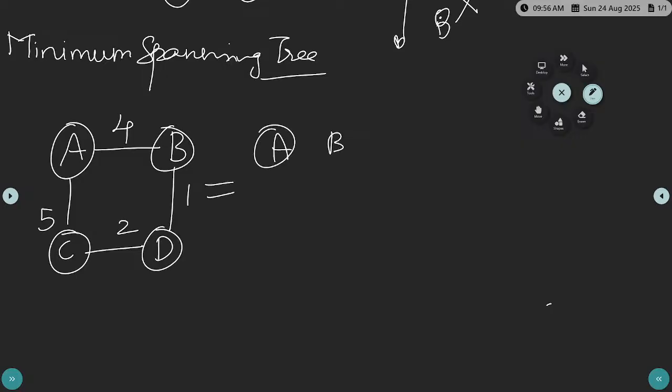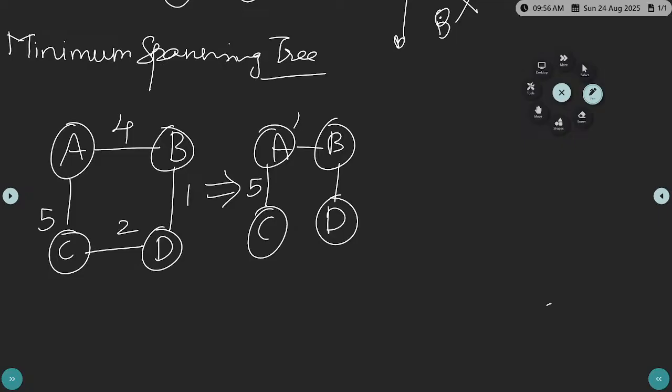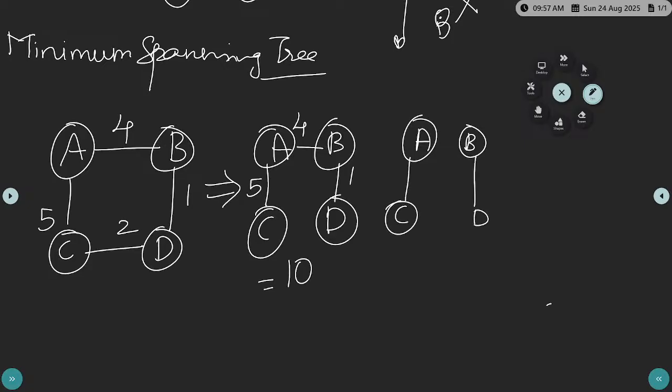For this is the solution. Okay, all the 4 vertices are there. If I am connecting like this, clear, the weights are 5, 4 and 1. What is the cost of this? This is 10. So this is the weight of this spanning tree. Again, the next spanning tree. So this is 5, this is 2, this is 1. The weight of this spanning tree is 8.